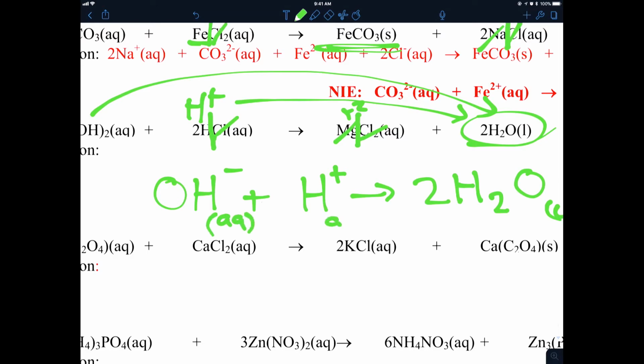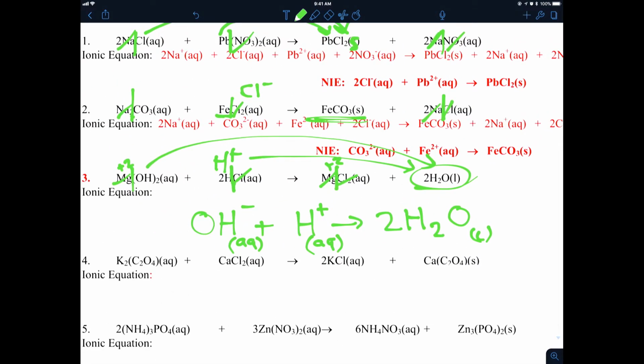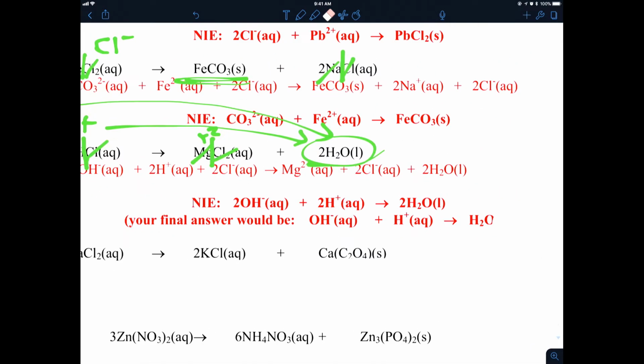So that is about how you do that one. That's how your equations are typically going to look with the waters. Don't let the water ones stress you out. They're actually a lot more simple than they look. So let's go ahead and we can check our answer now that we know that. So we have 2OH plus 2H plus goes to 2H2O.